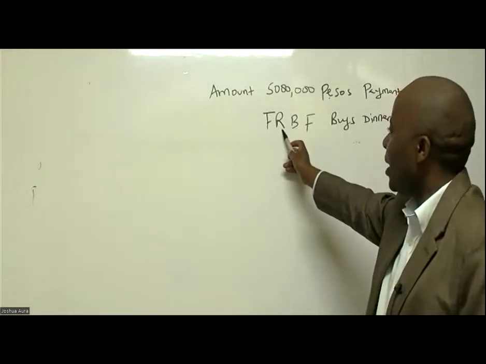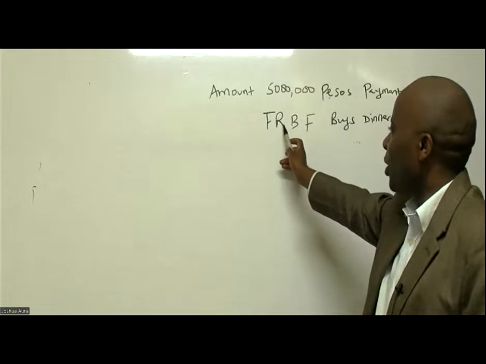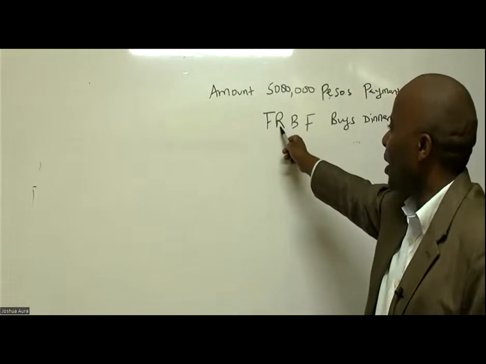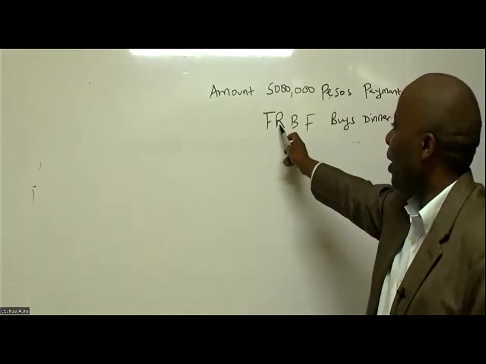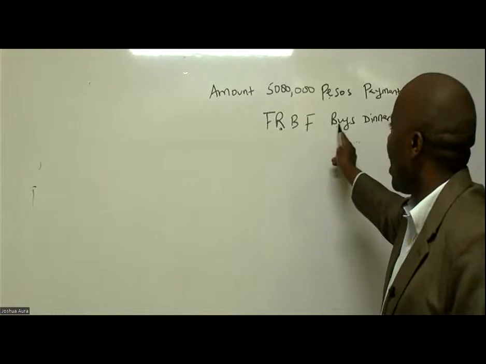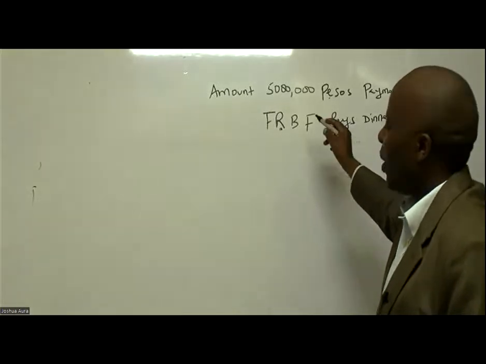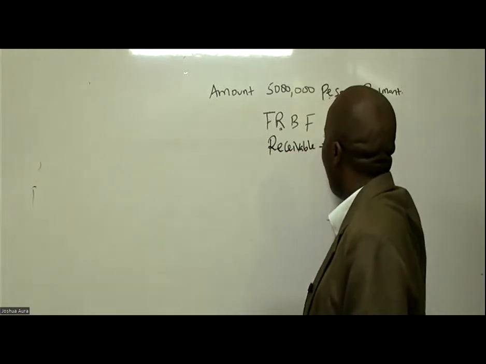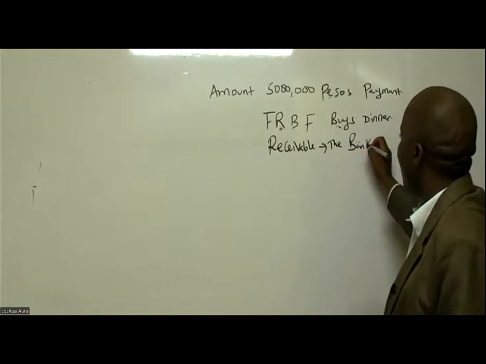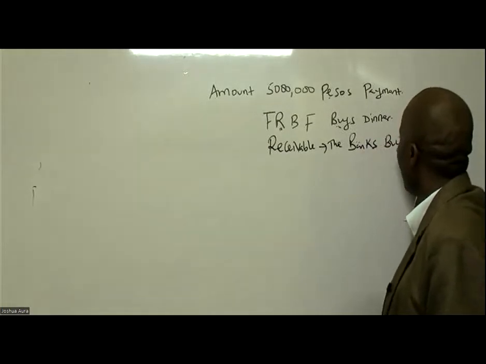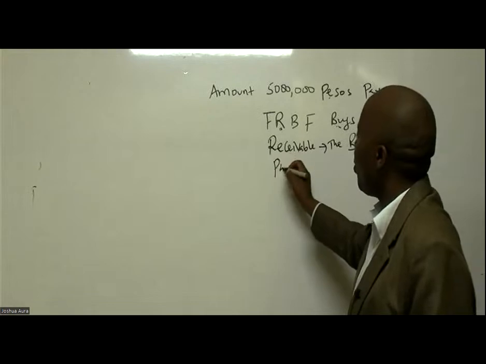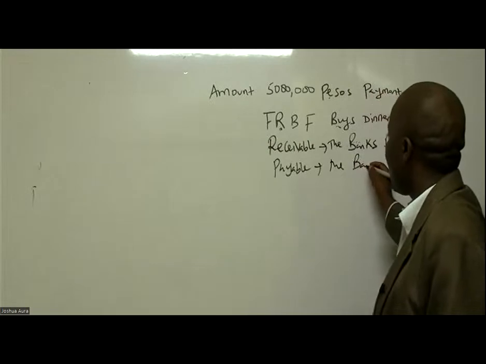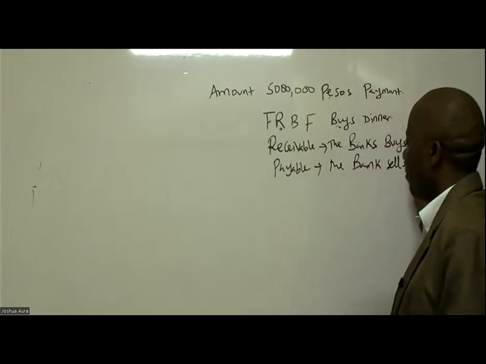Foreign receipt, borrow foreign. These are rules of money markets, but there is something I'm interested in here. When the company is receiving foreign money, the bank always buys. So whenever it is a receivable, the bank buys. And whenever it's a payment or a payable, the bank does the opposite. The bank sells.